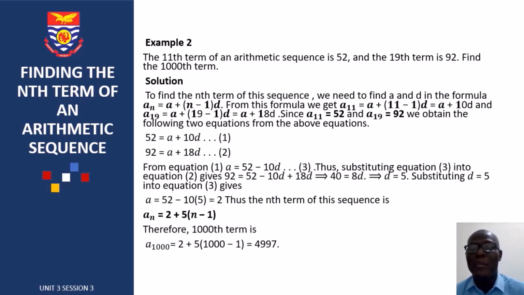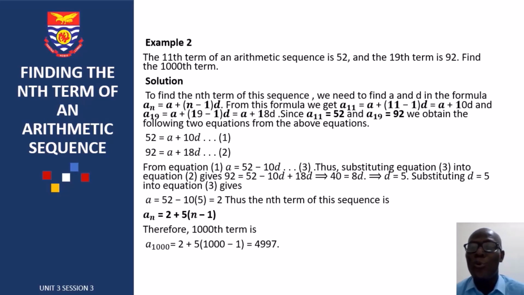Now, we want to make the common difference D the subject by dividing through by 8. So if we divide through by 8, our D is equal to 5. That is 40 divided by 8 is equal to 5.